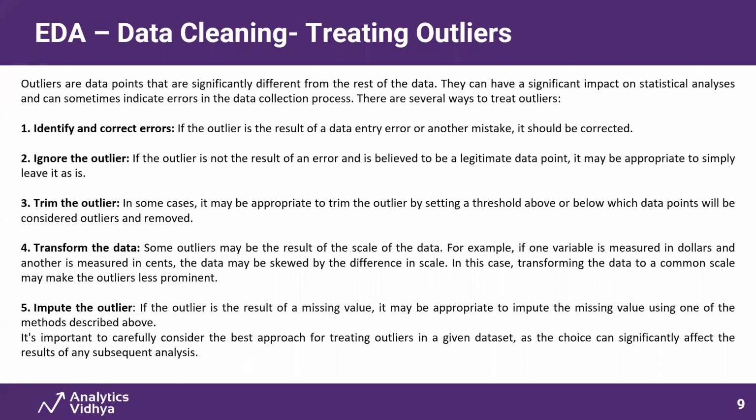Transform the data. Some outliers may be the result of the scale of the data. It may happen that your data is coming in different scales, like say inch and centimeter. In that case you can convert it to the same scale, and then the outliers will be reduced. So that way also you can treat the outliers. Then impute the outliers. Otherwise you can impute the outliers like you are imputing the missing values, with a statistical measure like median. So that way also you can treat the outliers.